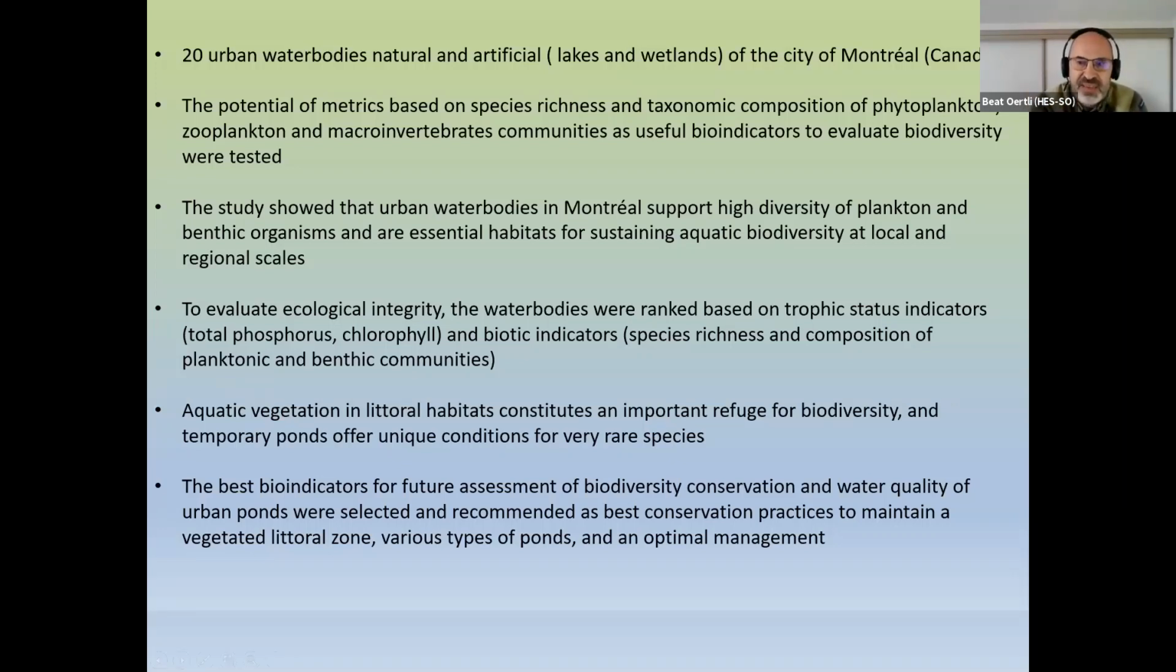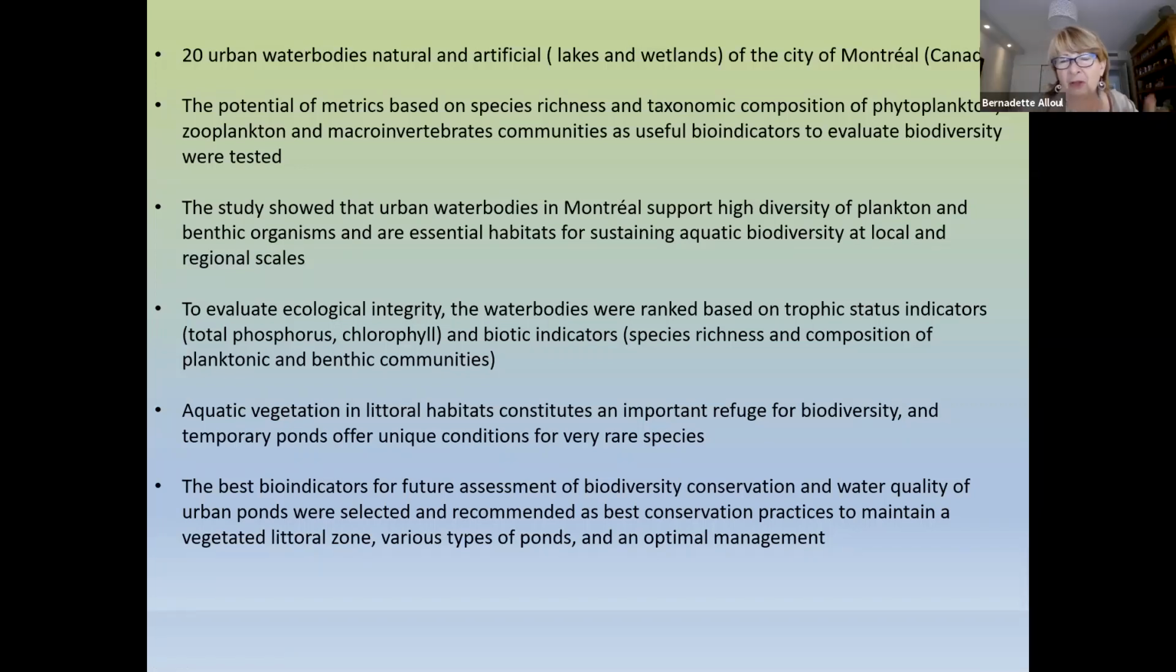You say that your water bodies are essential habitat at the regional scale. We also did a similar study in Geneva, but for us it was not really the case, because the urban water bodies were a kind of subset of the regional scale. They didn't have unique species. So my question is: do you have in your water bodies some species that you find only in Montreal, in the city, or do you have only species that you also find at the regional scale, that means in water bodies outside?